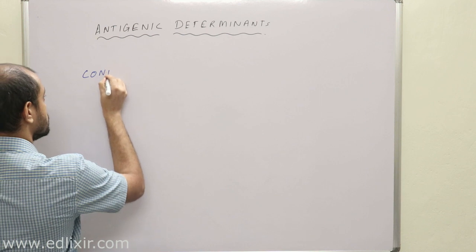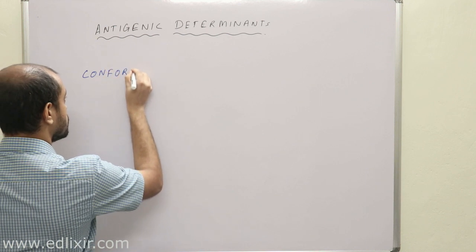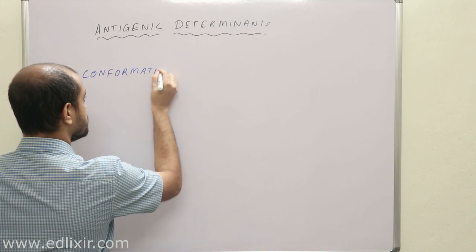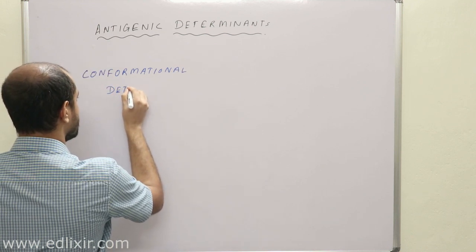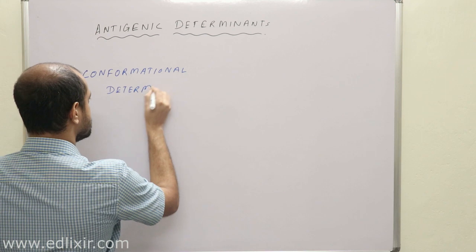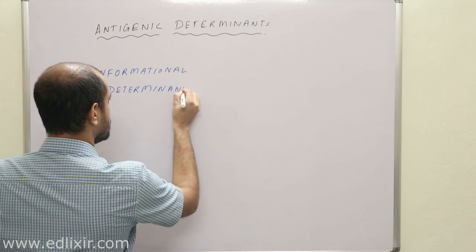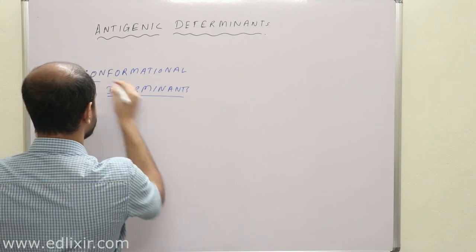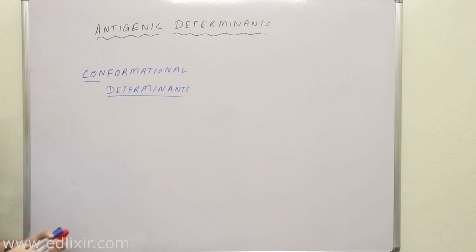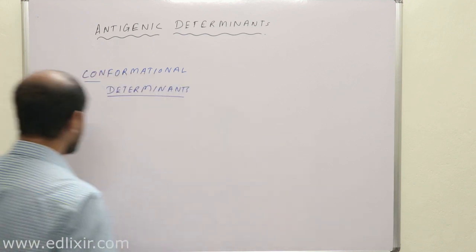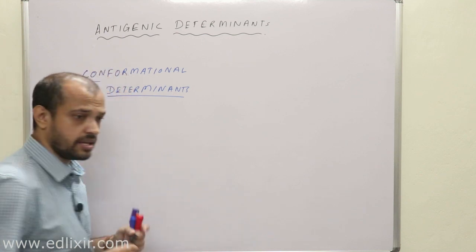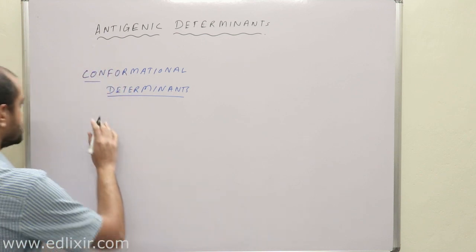What is this? Conformational determinants. We'll talk about that first. What is conformational determinants? Now listen with all your attention. Conformational determinants are actually a very important part of our immunology. Okay, what is conformational determinants?